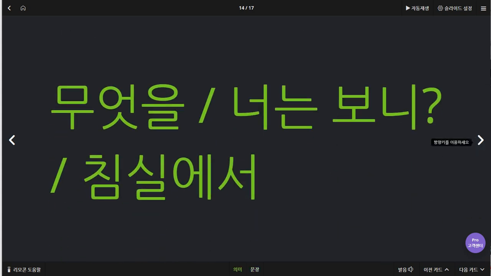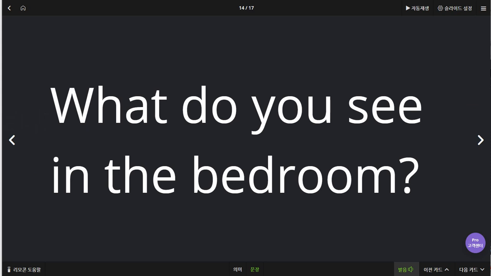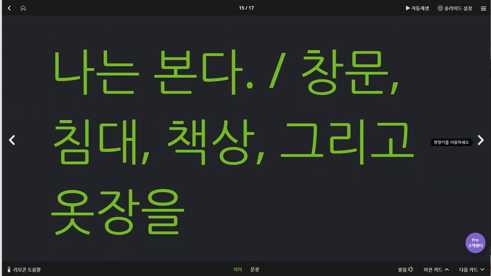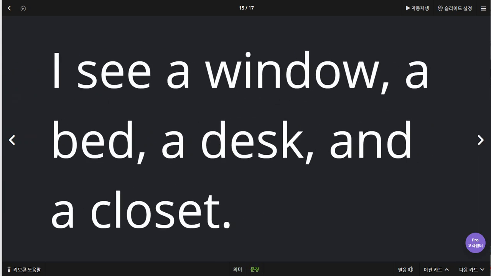What do you see in the bedroom? The bedroom would surely have a bed. I see a window, a bed, a desk, and a closet.